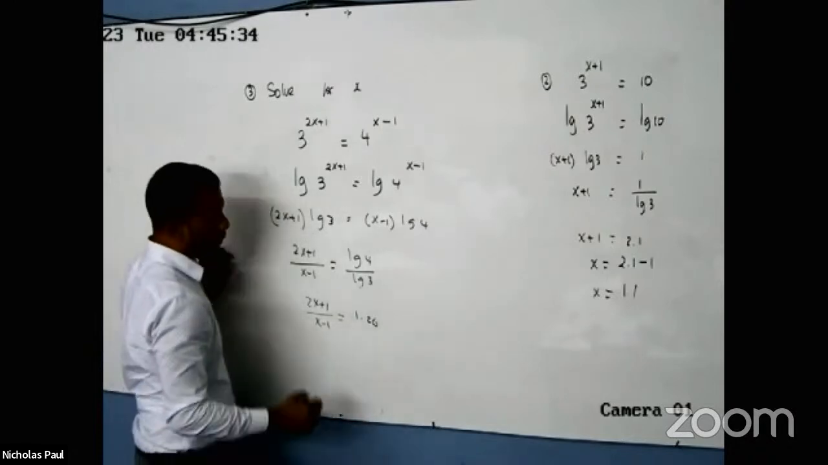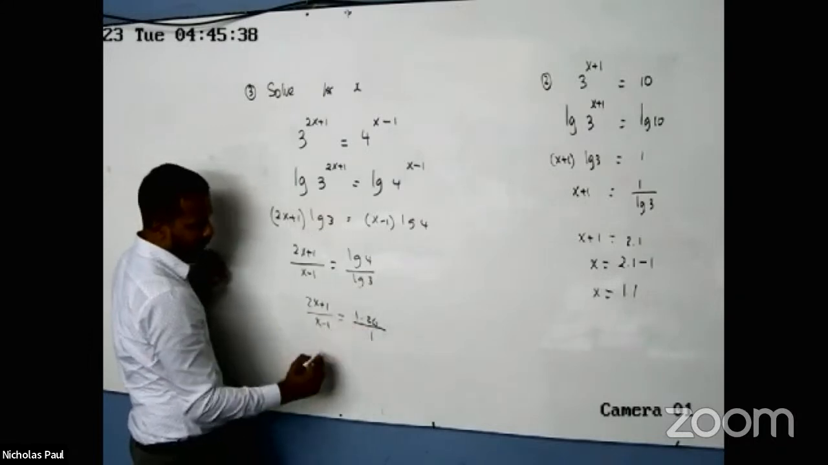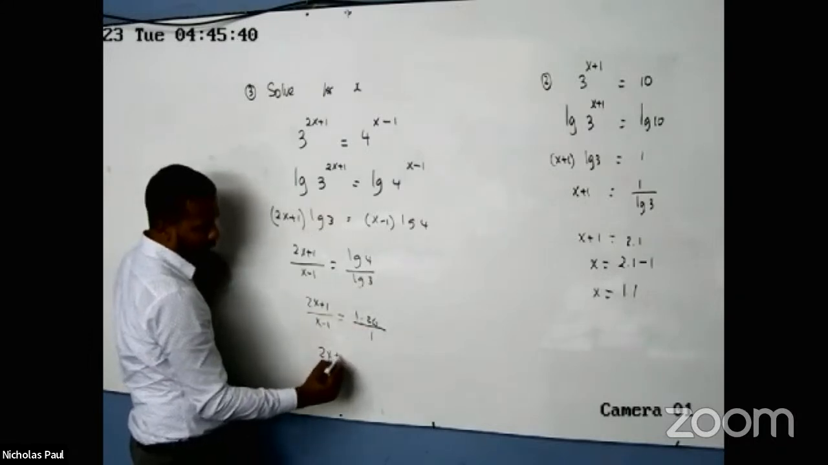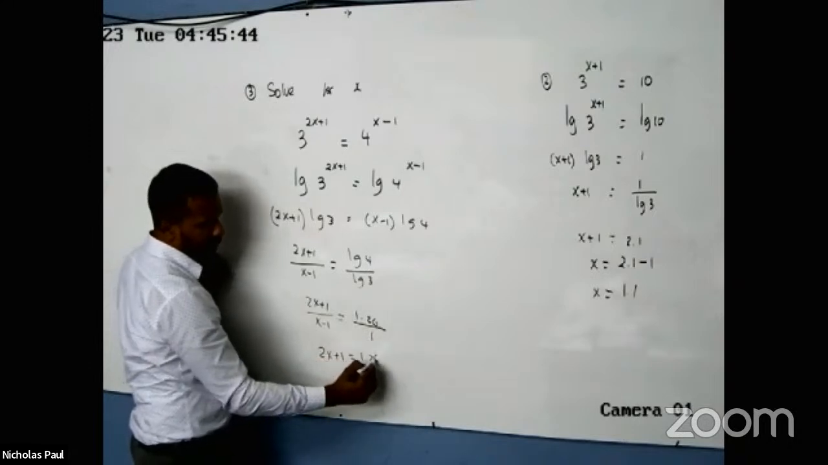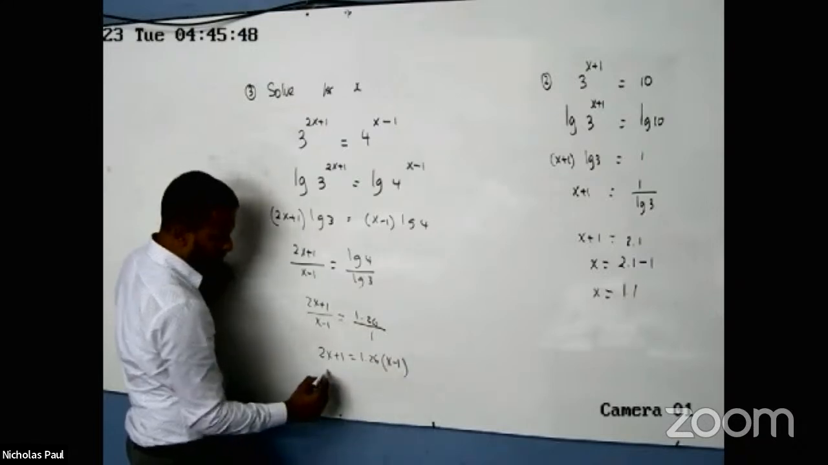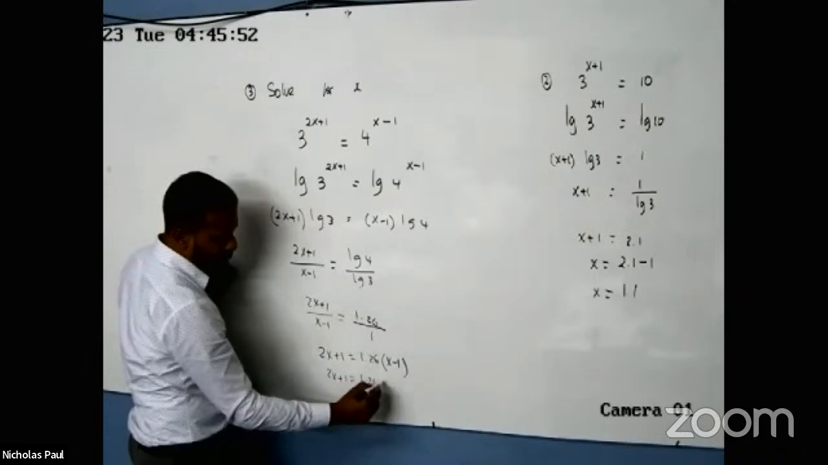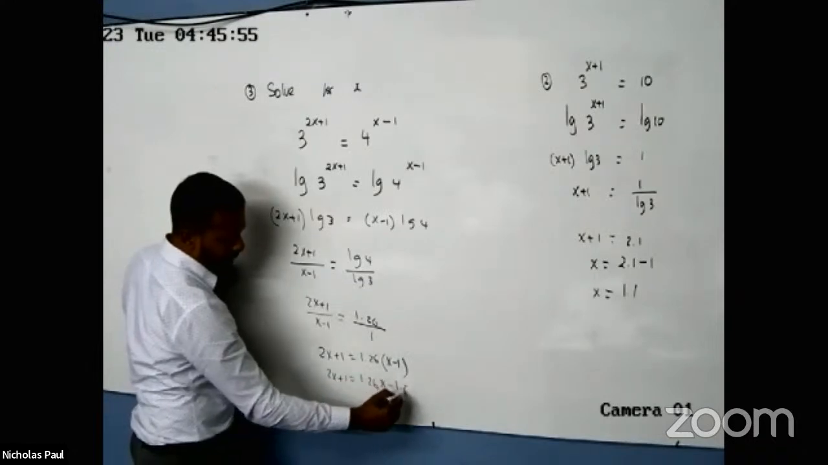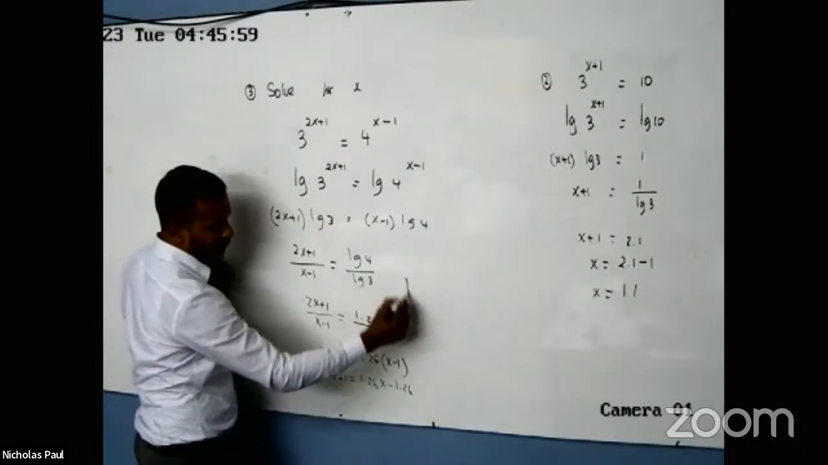Right? 1.26. So now we could cross multiply. So we'll get 2x plus 1 by 1, which is this, 1.26 by x minus 1. So we'll get 2x plus 1 is equal to 1.26x minus 1.26. Bring the x's together and we're done.